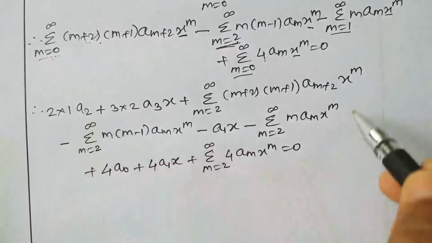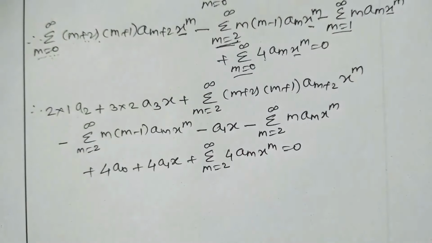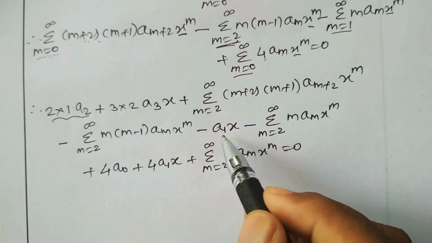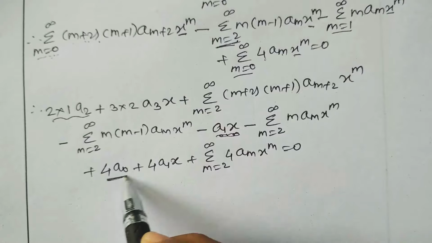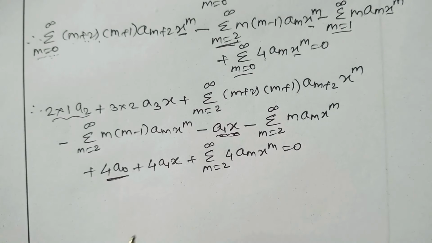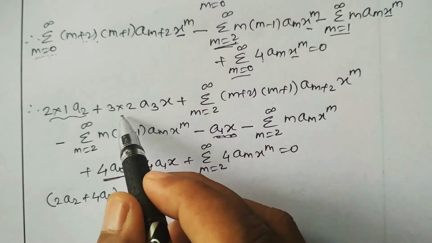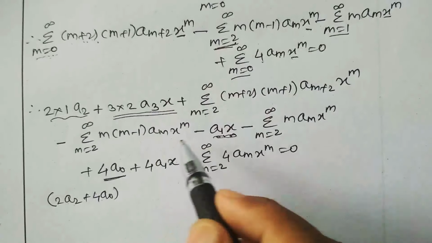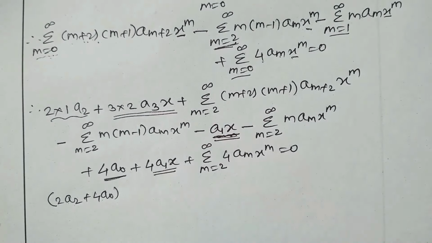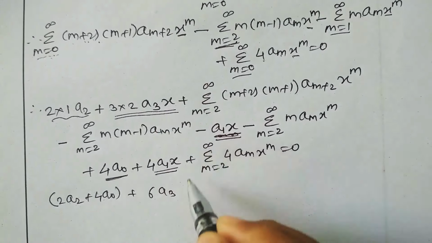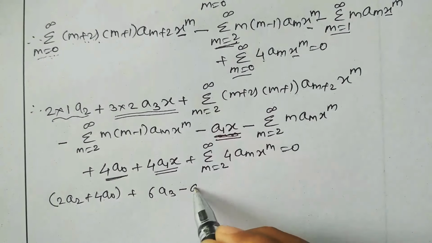Now from this whole equation, collect the constant terms. Which are the constant terms? This is our constant term. This is not a constant term. This is also a constant term. So collecting the constant terms, you will get 2a2 plus 4a0. Then the terms of x: this is a term of x, this is also, and this is also. Collecting them, we will get 6a3 minus a1 plus 4a1 into x.